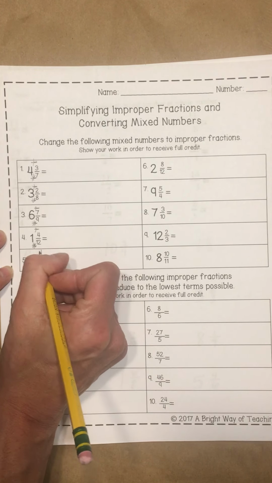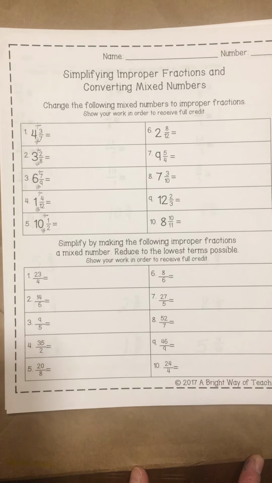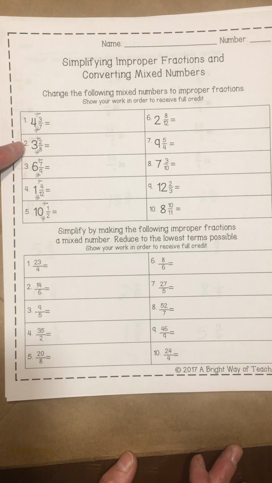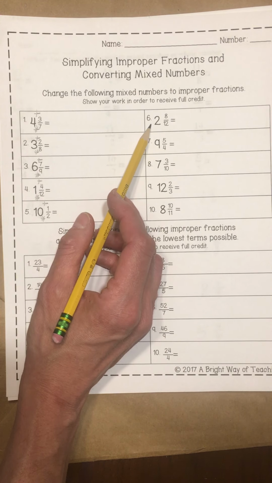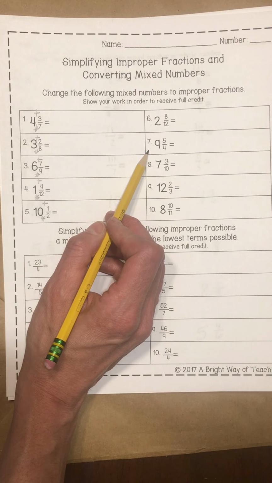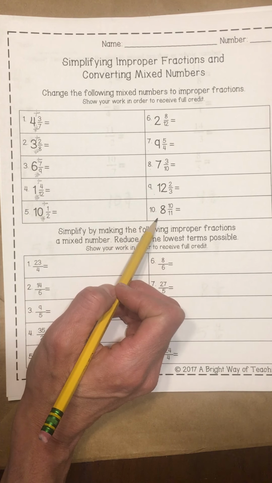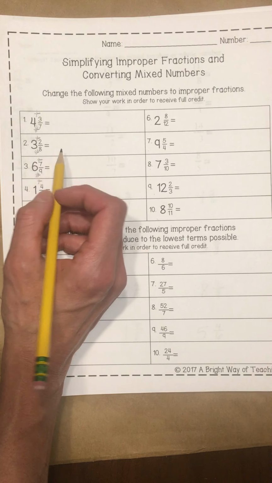Now this page is not in your book, so you might want to stop for a moment and copy down these numbers. So copy down 4 and 3/7, 3 and 2/8, 6 and 7/9, 1 and 4/12, 10 and a half, 2 and 8/12, 9 and 5/4, 7 and 3/10, 12 and 2/3, 8 and 10/11. And we're changing them from mixed numbers to improper fractions.